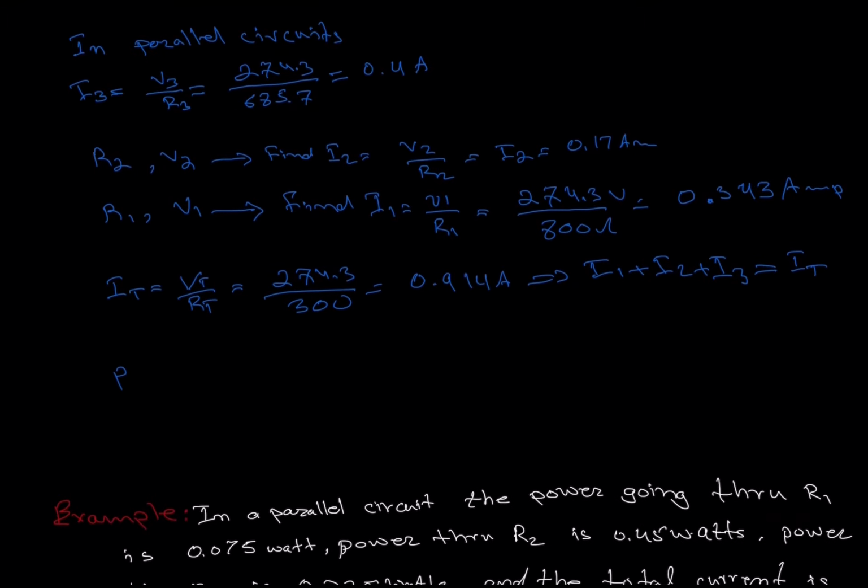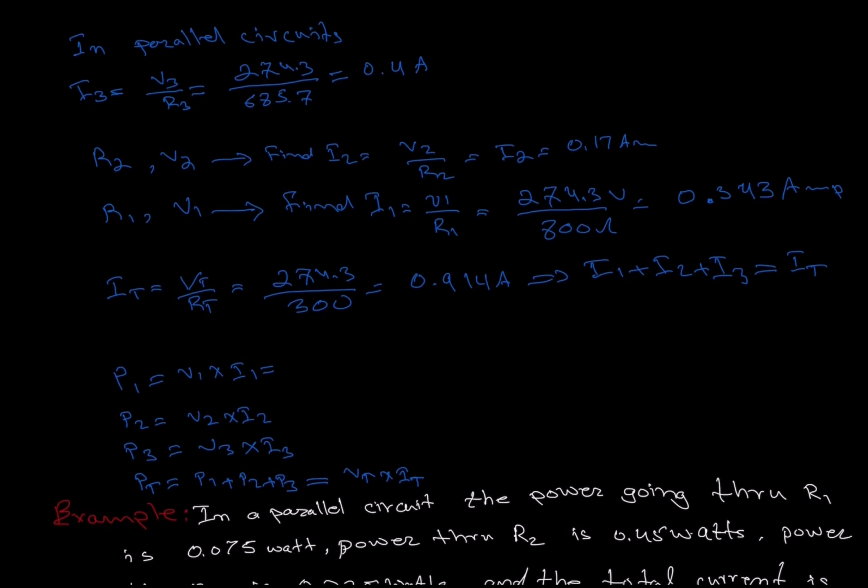We can find P1 as V1 times I1. P2 will be V2 times I2. P3 will be V3 times I3. And PT, total power, will be P1 plus P2 plus P3, or VT times IT. You can do that.